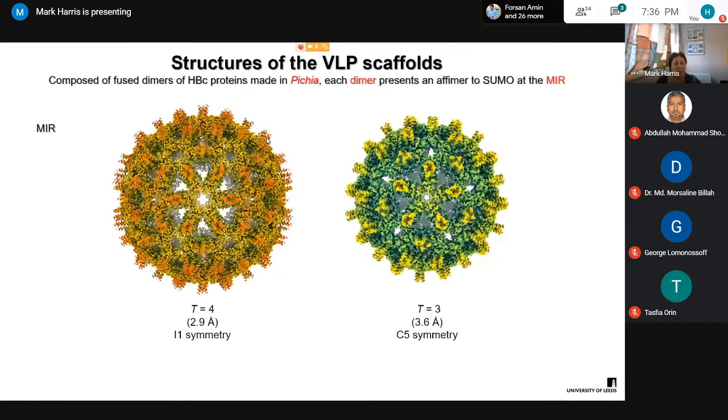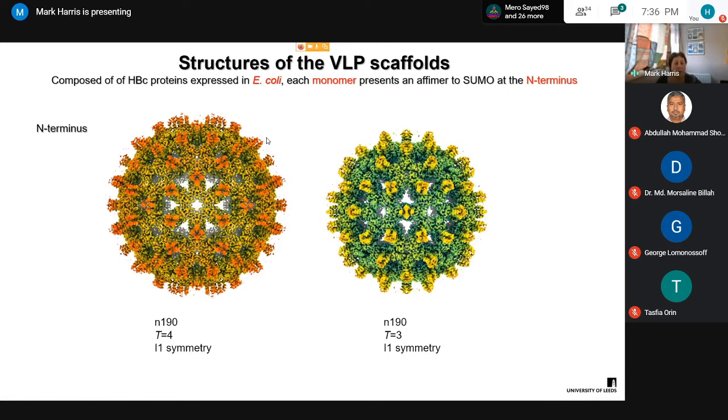So first of all, I'm going to show you some of the scaffolds, and we've got some nice high resolution structures of these. Here we're looking at scaffolds that are made in Pichia yeast with fused dimers, each presenting an affimer to SUMO at the MIR. You can see this quite nice scaffold structure. These are the larger particles, and here the T equals 3 smaller particles. We can see very similar images if we look at the scaffolds which have the affimer at the N-terminus. Here, each monomer is presenting the affimer at the N-terminus, and again, you're looking at the larger and smaller scaffolds.